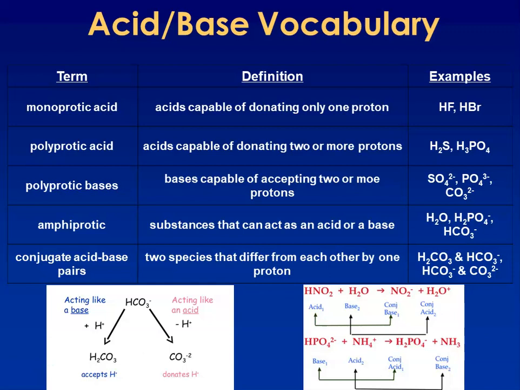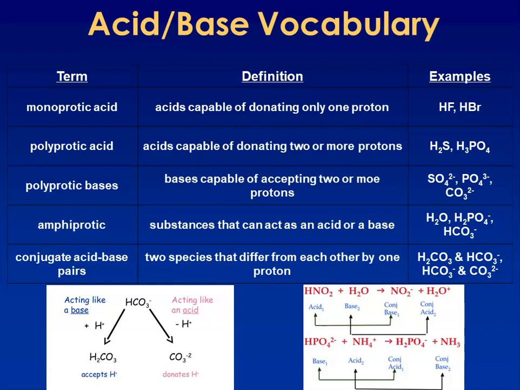And if you are amphiprotic, you can act both as an acid and as a base. You can both accept protons and you can donate them. And you can see water there. Water can go up by 1 to H3O+, and it can go down by 1 to OH-. HCO3-, you can see that one on the picture on the left-hand side. When it accepts a proton, it becomes carbonic acid, H2CO3, and when it donates a proton, it becomes carbonate.